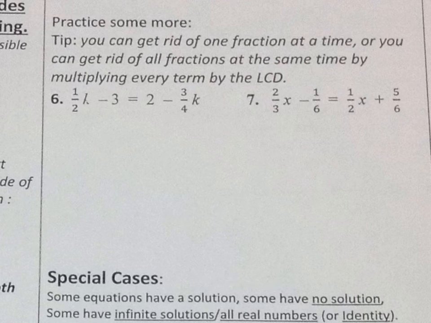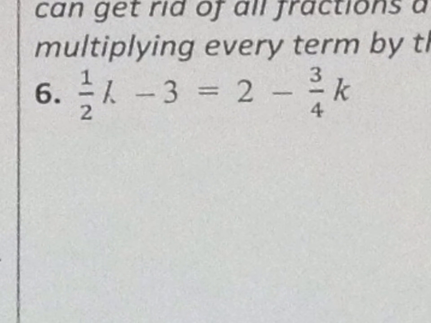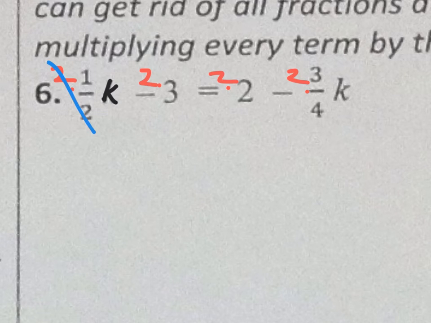So if we look at number 6, I want to get rid of one fraction at a time. That's a K right there. Okay, so I want to get rid of this 1/2 right here. So how do I get rid of a 1/2? I multiply by the denominator 2, and I need to multiply everything by 2. That by 2, that by 2, this by 2, and this by 2. So the 2's cancel. I have a 1k left over, or just k. And then I have a minus 6.